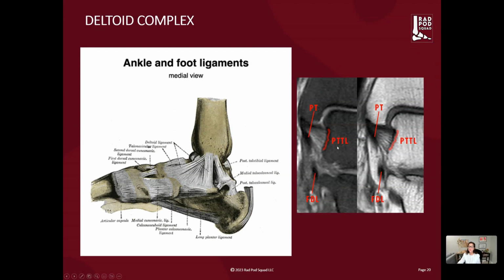Representative coronal images through the deep deltoid demonstrating the posterior tibio-talar ligament. These are the thin hypointense bands of a normal ligament. You can see on the T1 weighted image the fat decussating throughout the normal ligament. We can appreciate the posterior tibial and the flexor digitorum, and these ligaments are deep to the region of the medial flexor tendons.